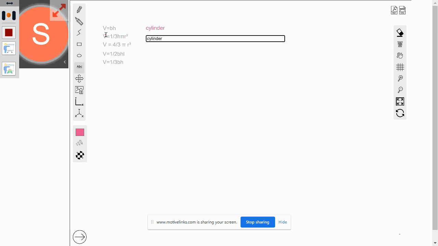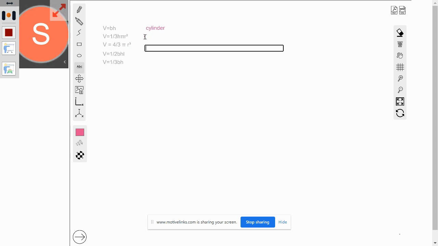Okay, now the second one is V equals 1/3 h pi r squared. So this one is gonna be a cone. So really, basically what this is, it's 1/3 of the cylinder.